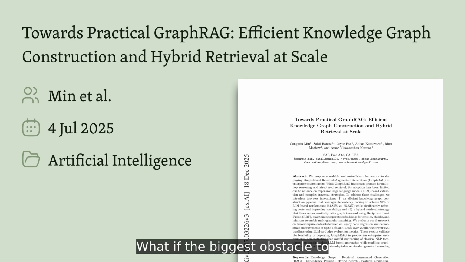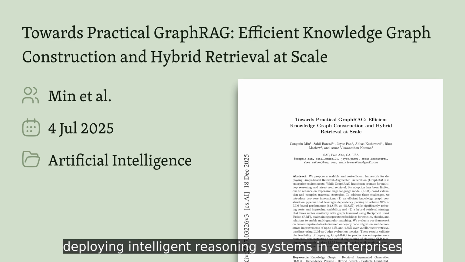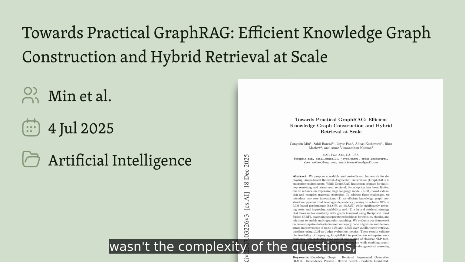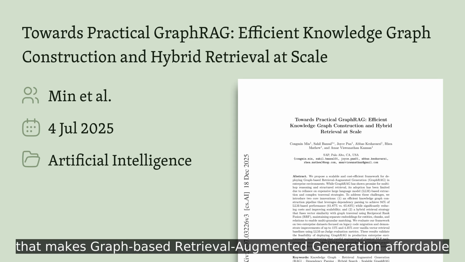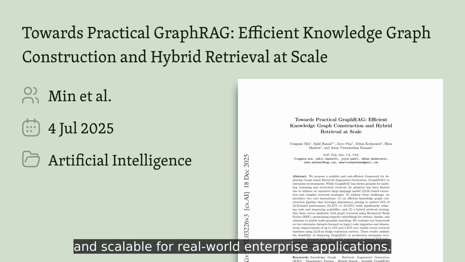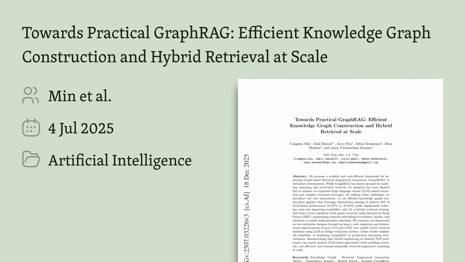What if the biggest obstacle to deploying intelligent reasoning systems in enterprises wasn't the complexity of the questions, but the astronomical cost of building the knowledge needed to answer them? This paper introduces a practical framework that makes graph-based retrieval-augmented generation affordable and scalable for real-world enterprise applications.